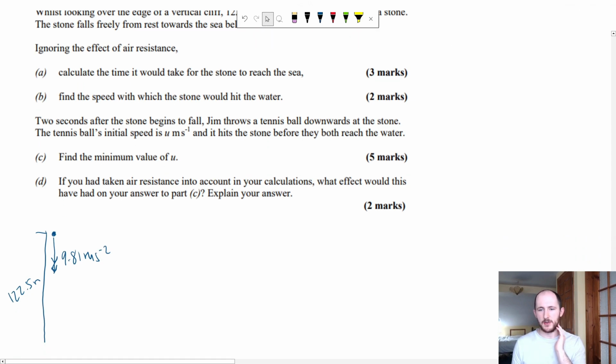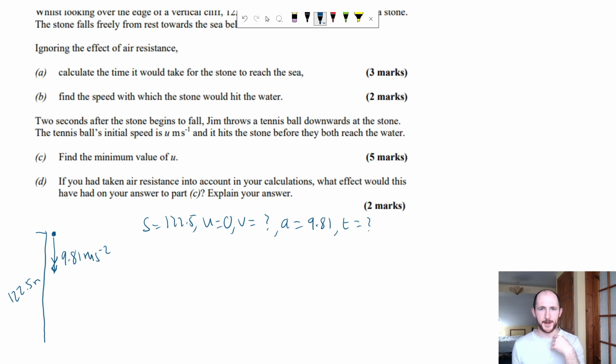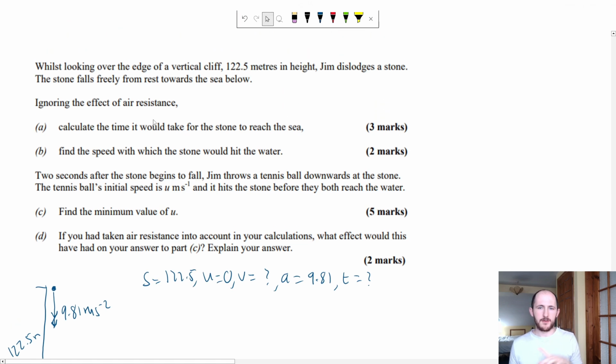Calculate the time it takes. Okay, cool. So we have S equals 122.5. Again, I don't expect this to be too tricky for you guys, especially if you're looking at a mastery course in SUVAT. These first two parts are fairly self-explanatory, right? But wait for part C, it gets kind of crazy. So if you want, you can skip ahead.